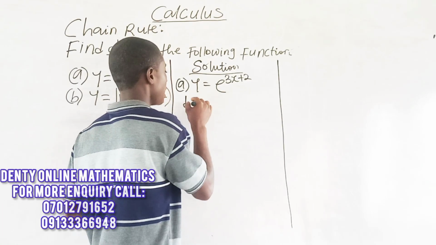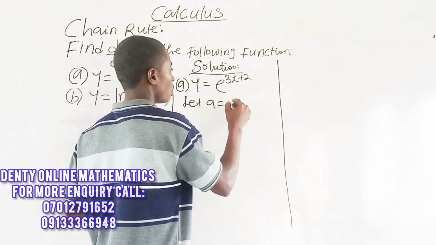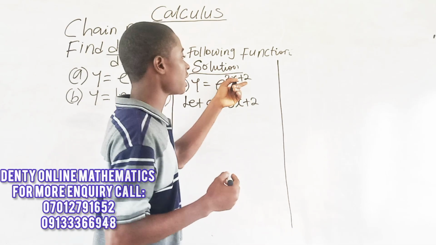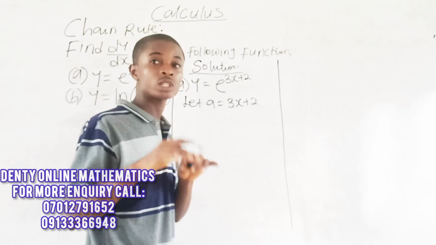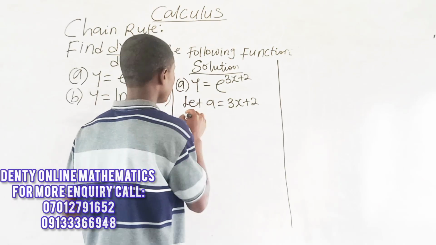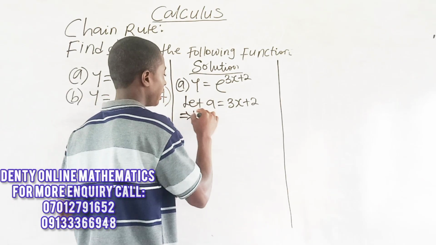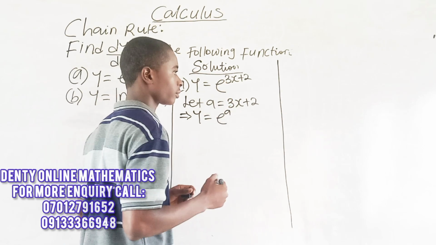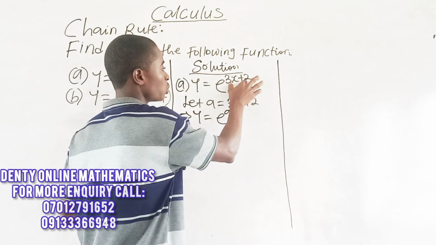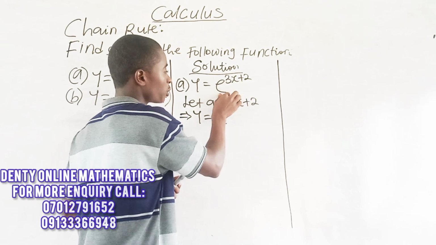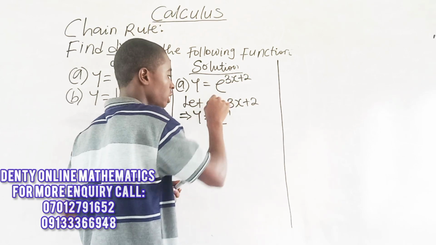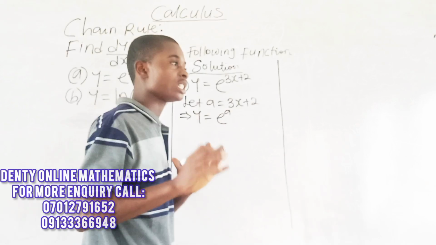So I can say let a equal 3x plus 2, which means everything in the power here is known to be a. Now this implies that y is equal to e to the power a. Since 3x plus 2 is known to be a, it means e to the power 3x plus 2 is already known to be e to the power a. Now we are going to differentiate it separately.